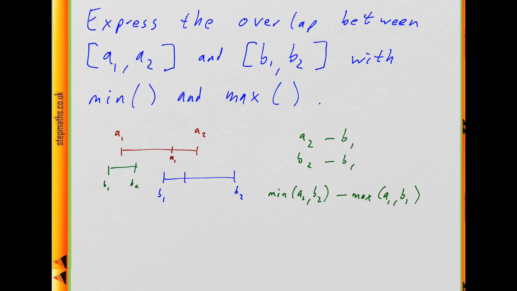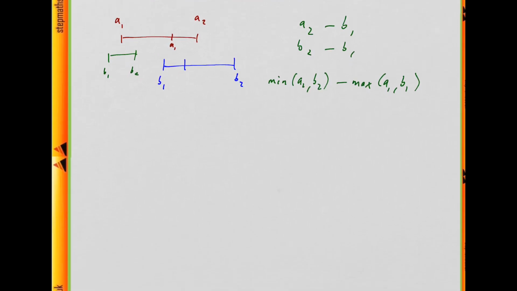What is a problem? Well, the problem can come if there isn't an overlap at all. So what could happen is we could have a1 to a2 here, and then b1 to b2 here, and they don't overlap. And then what answer does this give in that case? It gives me the min of a2 and b2, so that's over here, minus the max of a1 and b1, so that's here, and that's going to give us this minus this, so that's going to be a negative number because this is actually smaller than b1. But the overlap can't be negative. In this case, the overlap should be 0.